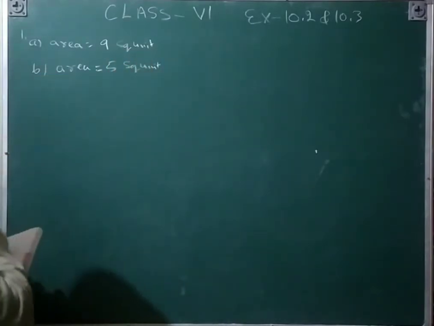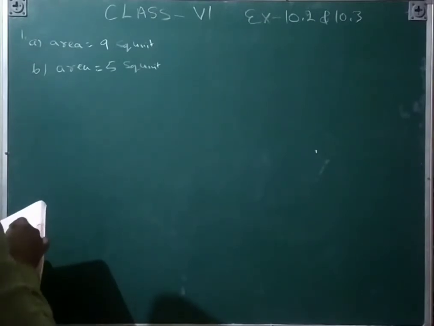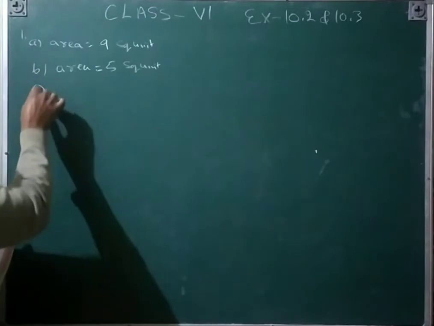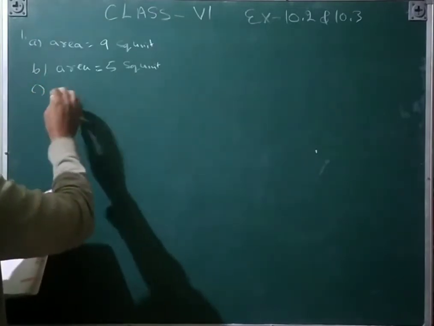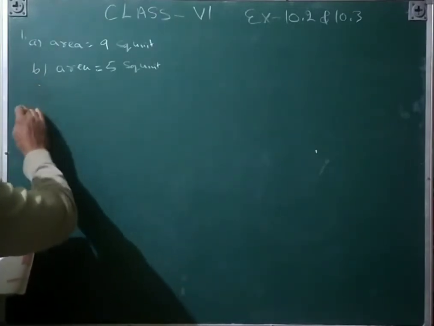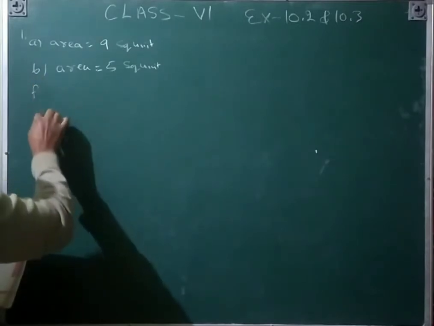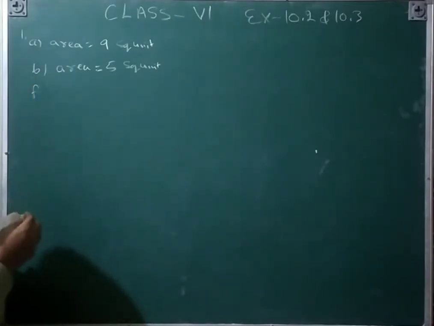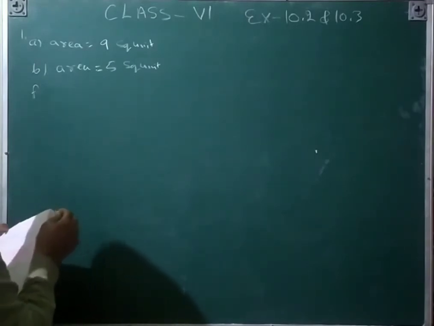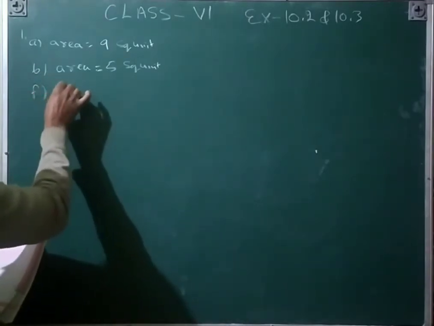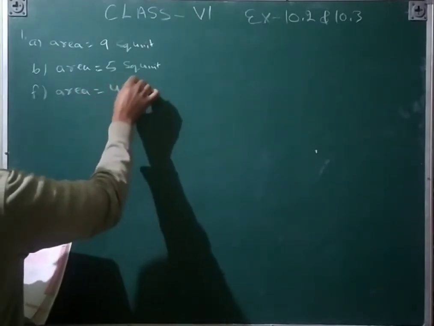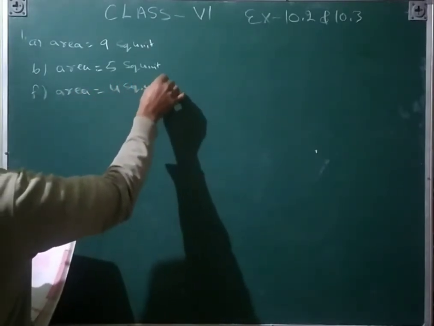Similarly, you can find the area of part C. After counting, part C you can also count easily. Then see the F part. That is 2 boxes are complete and 4 boxes are half. So 4 halves means that is 4 square unit.